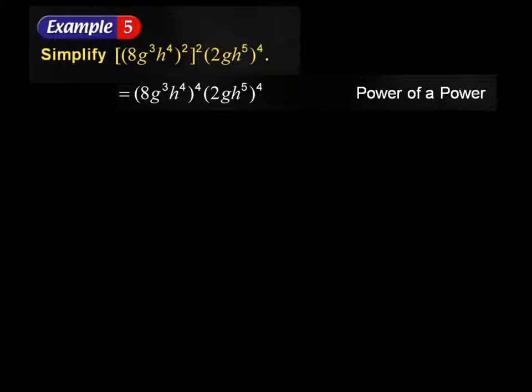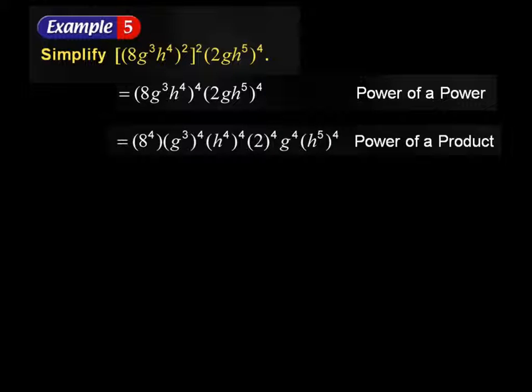Okay, power of a power, we can multiply exponents. So all I did was multiply. 2 times 2 is 4. Everything else I just copied down. Now we don't need these brackets anymore, so they are gone. We just have 2 sets of parentheses now. It's better already. Now, both of our exponents here happen to be 4s, so we're going to use our power of a product rule. We're going to have 8 to the fourth, g cubed to the fourth, h to the fourth, 2 to the fourth, g to the fourth, h to the fifth, to the fourth.